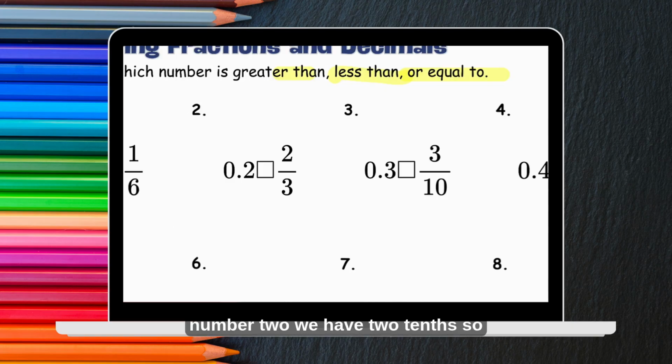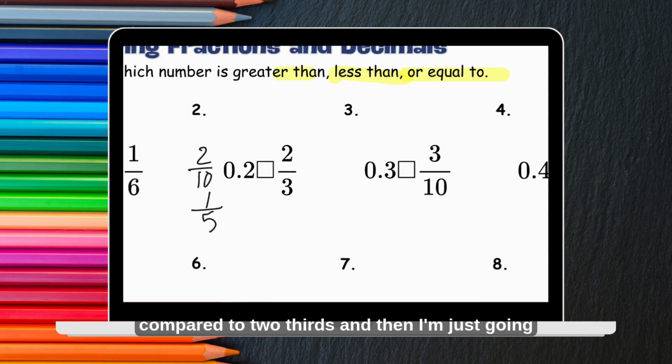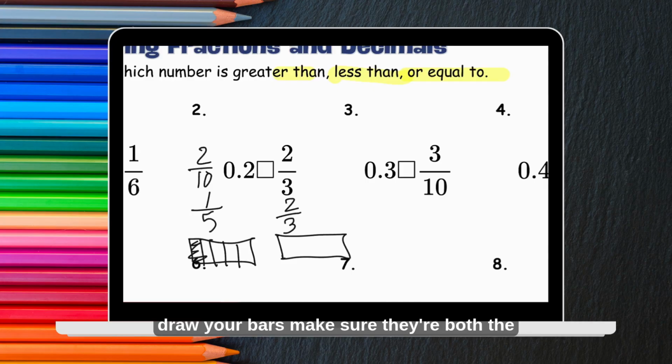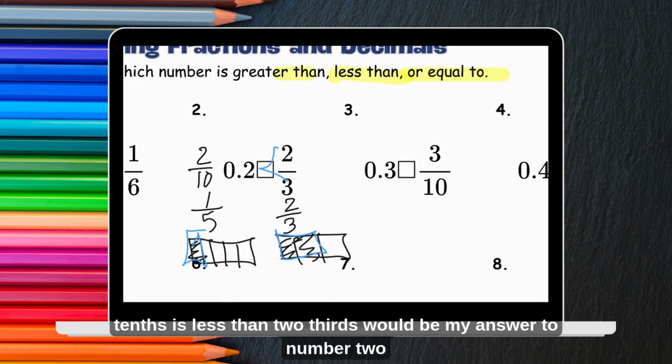Okay, number 2, we have 0.2, so I'm going to convert that into a fraction because that's how I say it, 2/10. If I simplified that, I know it would be 1/5, compared to 2/3. Then I'm just going to draw it in fraction form so I can visually see which one is bigger. So 1/5 looks like this, 2/3. When you draw your bars, make sure the whole bar is the same size, because we're making 3 equal parts out of the whole. Now I can visually see that 2/3 is much bigger than 1/5. And so 0.2 is less than 2/3, which would be my answer to number 2.